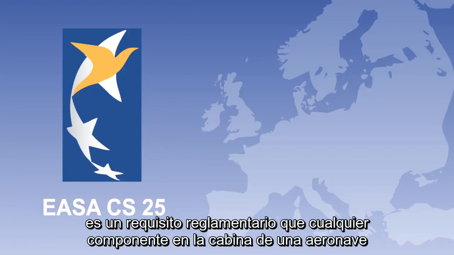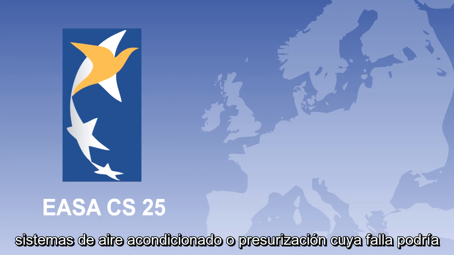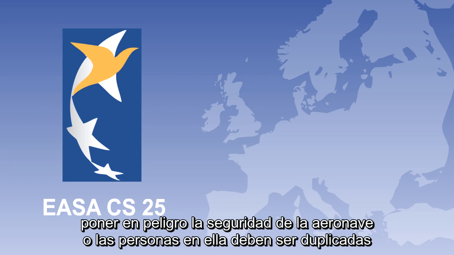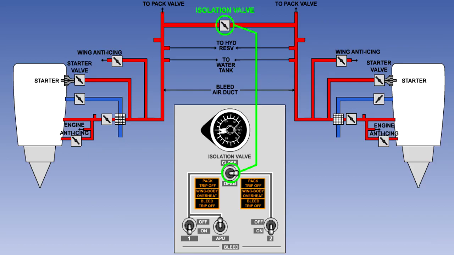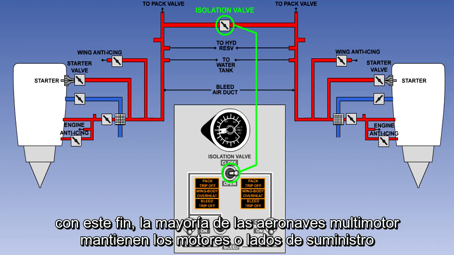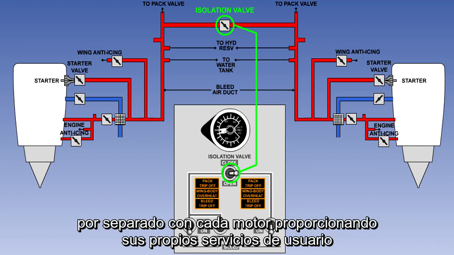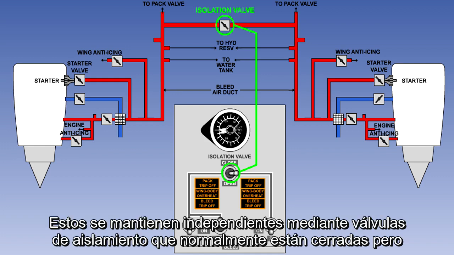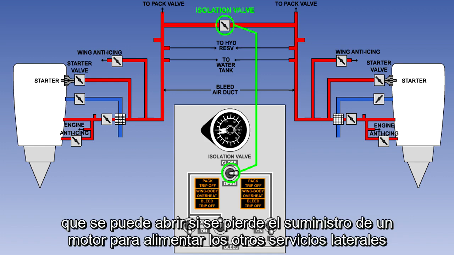It is a regulatory requirement that any single component in an aircraft's cabin air conditioning or pressurization systems, the failure of which could jeopardize the safety of the aircraft or the people in it, must be duplicated. To this end, most multi-engined aircraft keep the supplying engines or sides separate, with each engine supplying its own user services. These are kept independent by isolation valves, which are normally closed, but which may be opened, if an engine supply is lost, to feed the other side services.